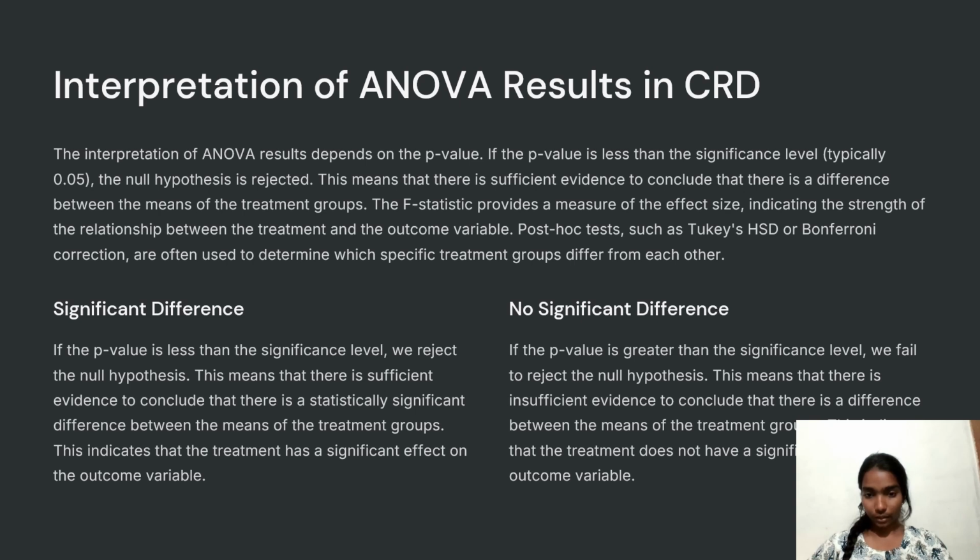No significant difference. If the p-value is greater than the significance level, we fail to reject the null hypothesis. This means that there is insufficient evidence to conclude that there is a difference between the means of the treatment groups, that the treatment does not have a significant effect on the outcome variable.